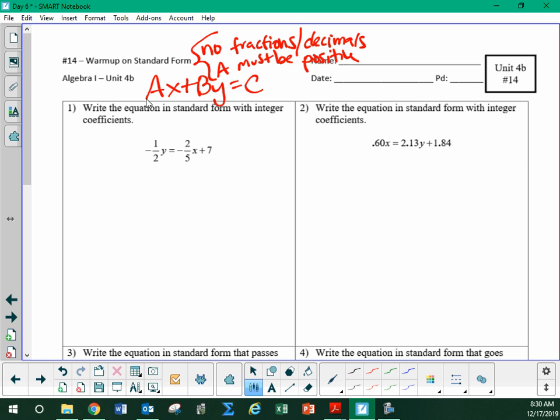So number one, it says write it in standard form with integer coefficients. That just is a reminder that we can't have fractions or decimals.